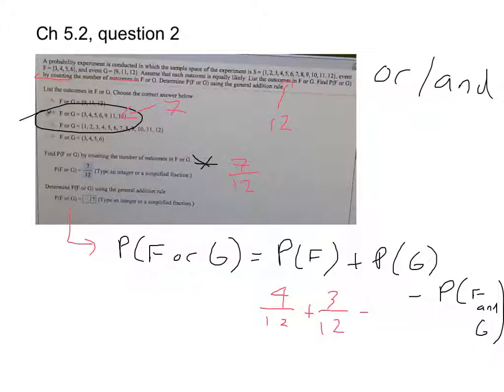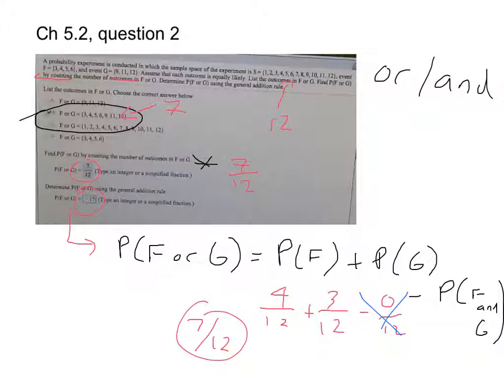the probability that F and G happen at the same time is 0. Okay. So really 0 divided by 12 is just 0. So it's really just these two added together. 4/12 plus 3/12 is equivalent to 7/12. Okay. These two answers should be the same, right? It's really just using two different rules to compute the same probability.